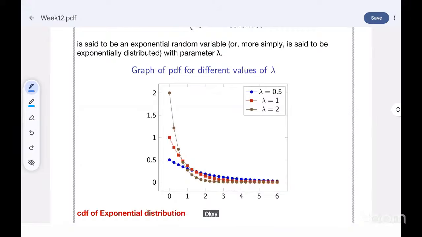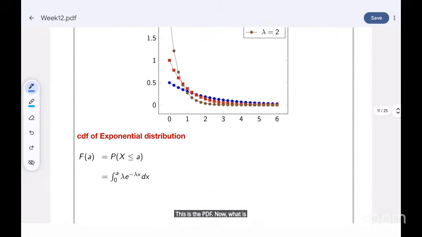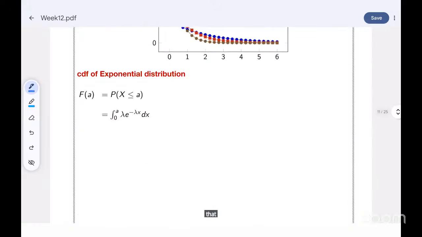Okay, fine. Now, this is the PDF. Now, what is the CDF, the cumulative distribution function of an exponential distribution? You know that this is the formula, right? Now only between the values 0 to a, the function is lambda e power minus lambda x, and for other places it is 0. If it is 0 for other places, how do you compute this integration? Yes, how do we do this?